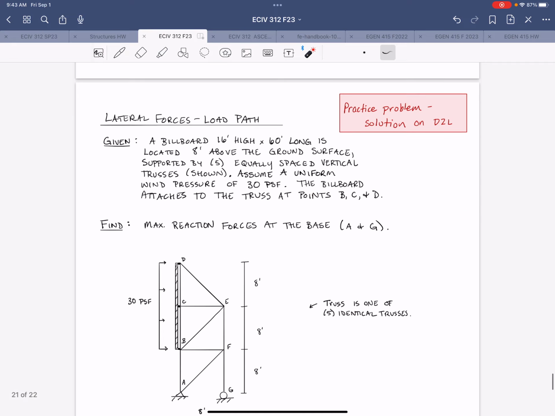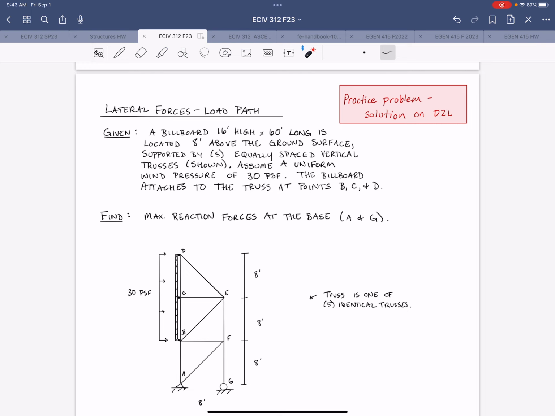And then I've got another example here for you. I'm going to treat this as a practice problem, so the solution should already be on D2L, but I'll verify that for you under the examples and practice problems folders. So this is just thinking about the load path in a vertical fashion, right?